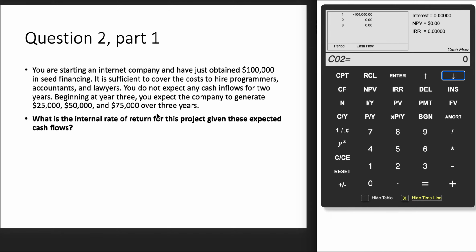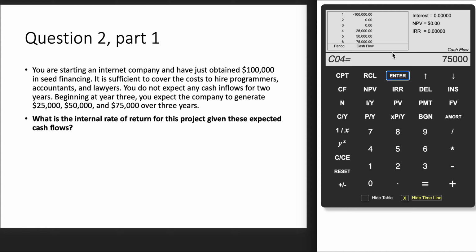And then I go down, and the first cash flow that I generate technically in year 3, right, is $25,000. So I'll key in 25,000. That occurs once, and then I bring in 50,000. That also occurs once, and then I bring in 75,000. That occurs once, and that's the last cash flow. So now my timeline is completely entered. I'm ready to move on to the next thing.